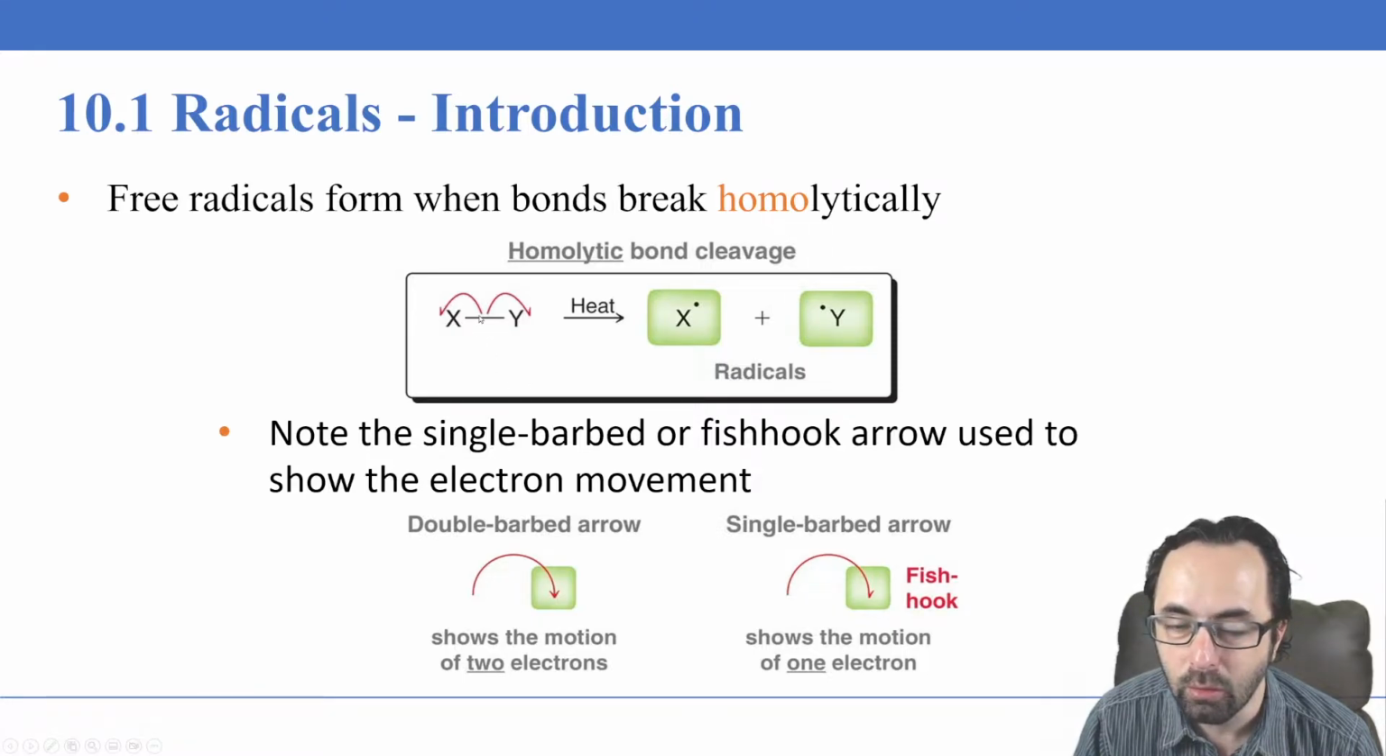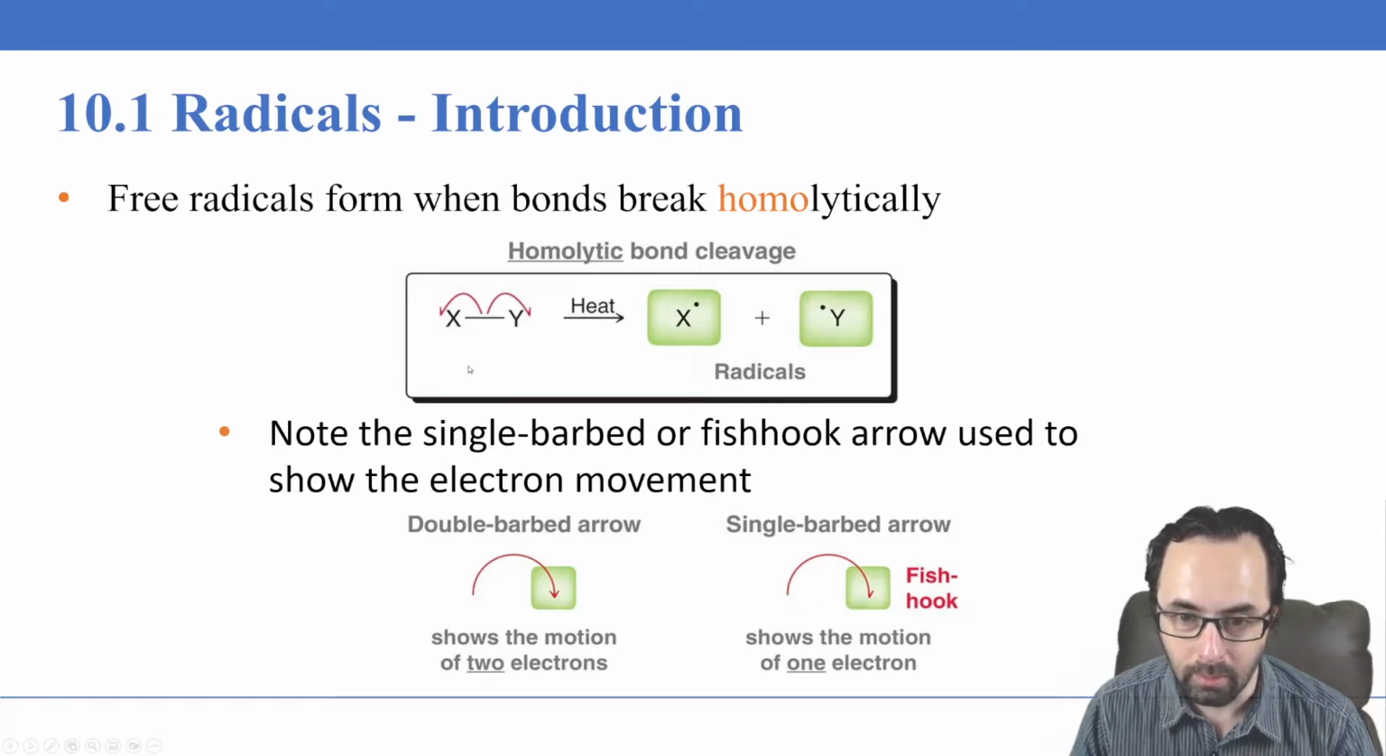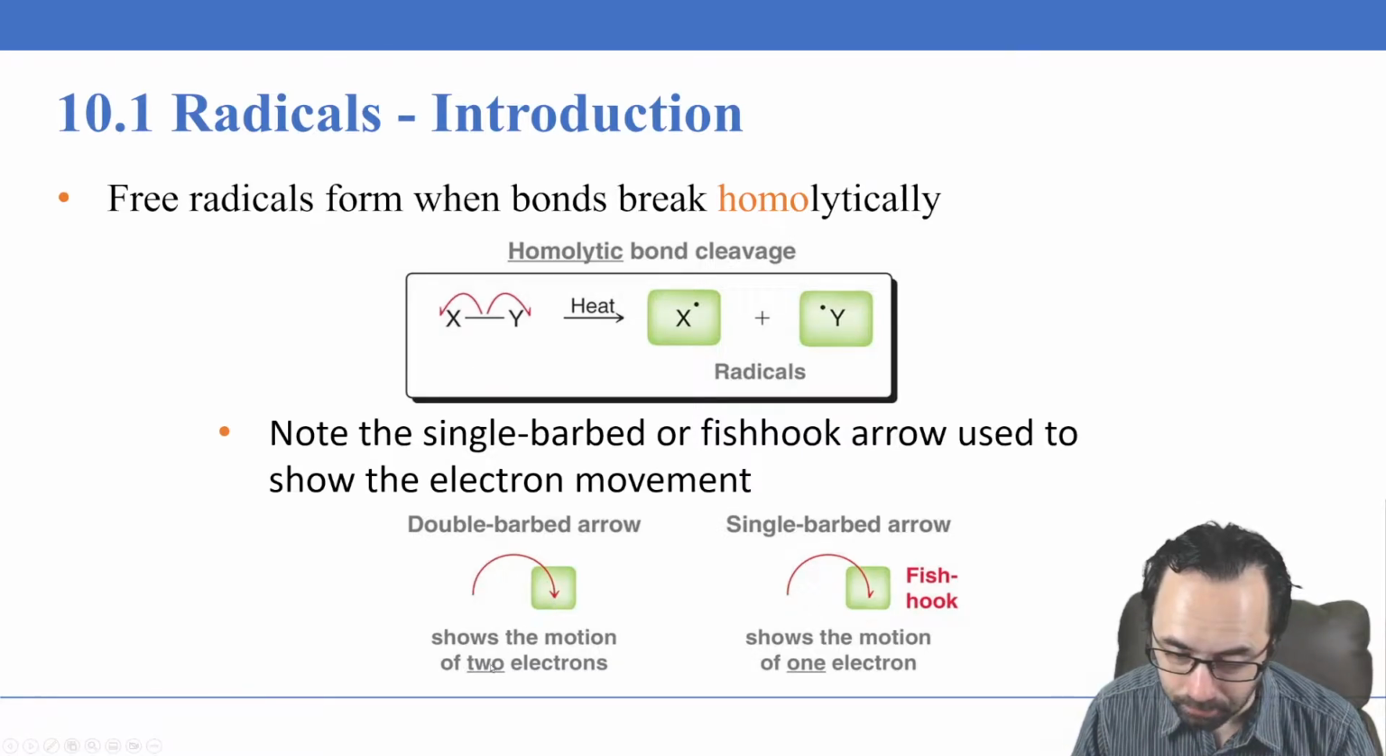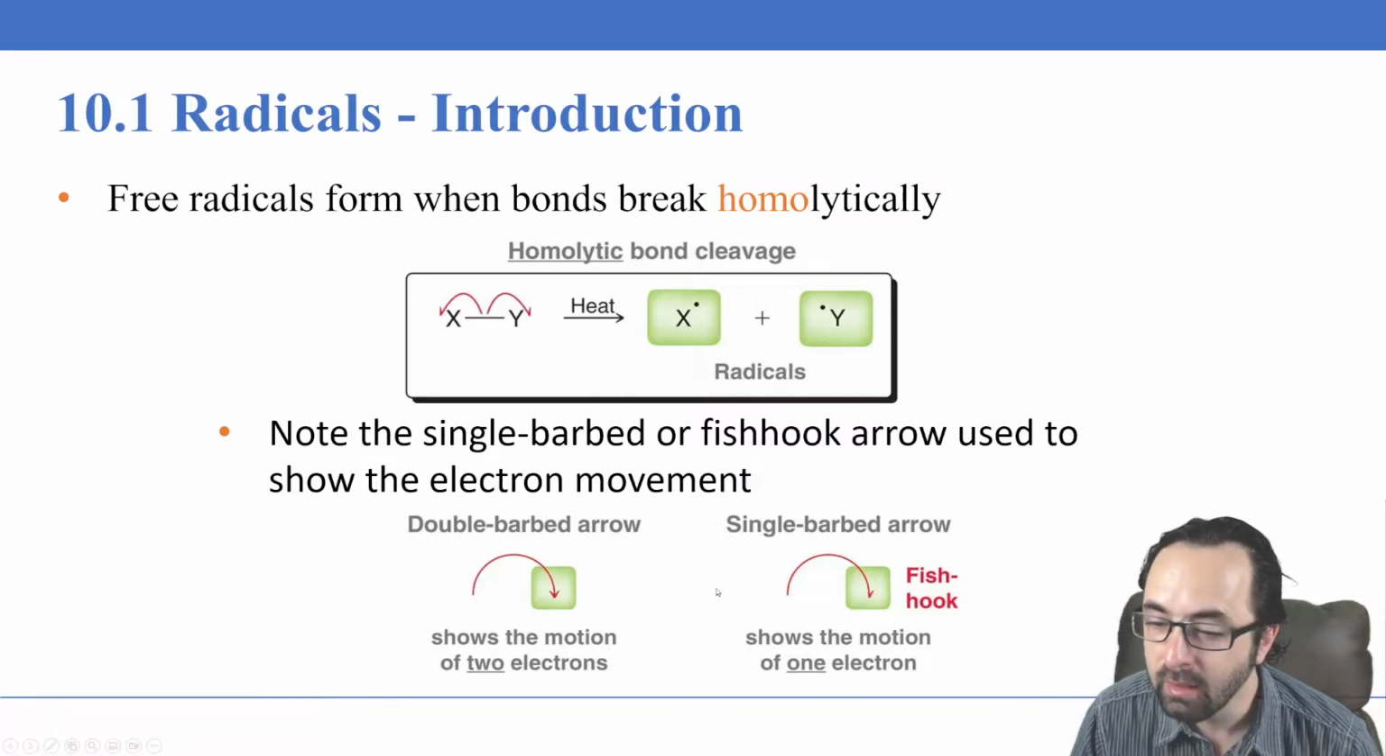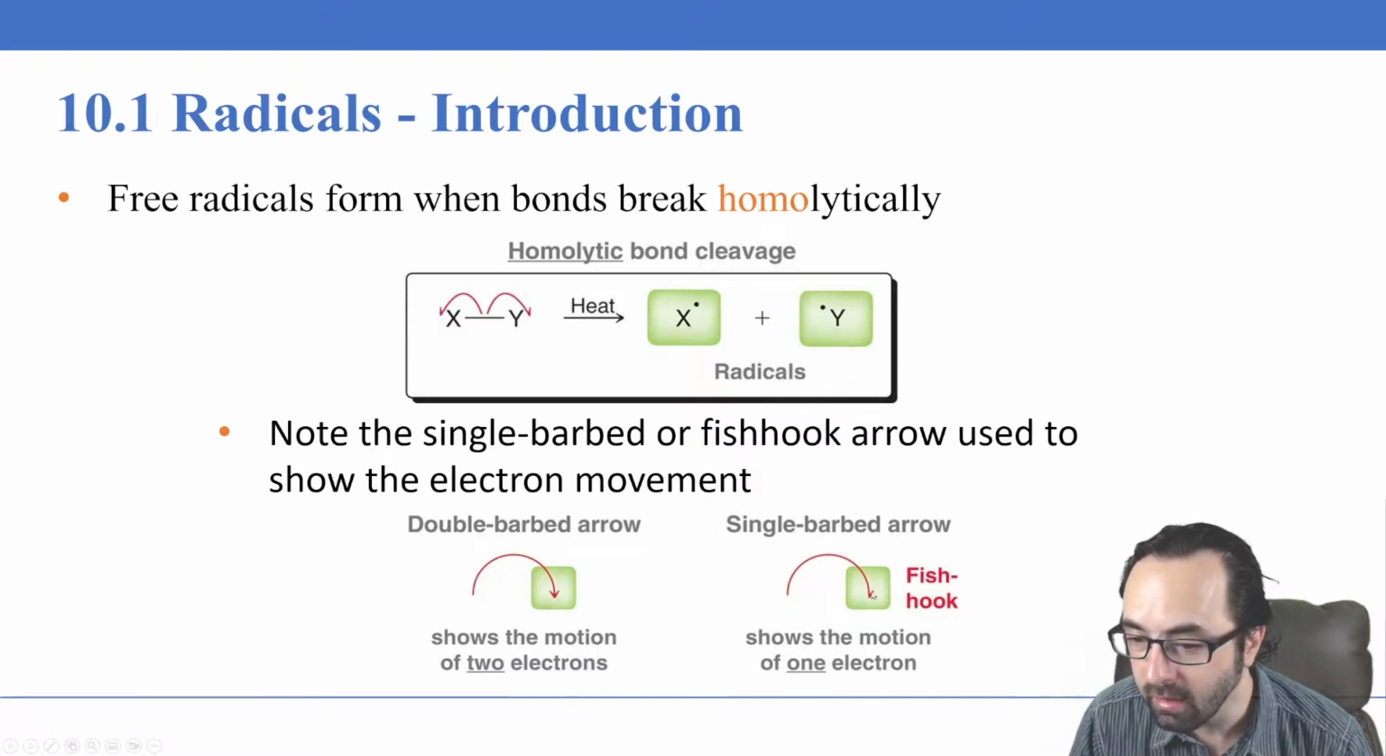And you can see here, to represent that, we use these fishhook arrows that you have started to see a few times in other chapters. You're going to see them extensively in this chapter. The double-headed arrow is meant to show the movement of two electrons. In this chapter, we're going to be using a lot of this single-headed arrow, or fishhook arrow, that will show the motion of a single electron.